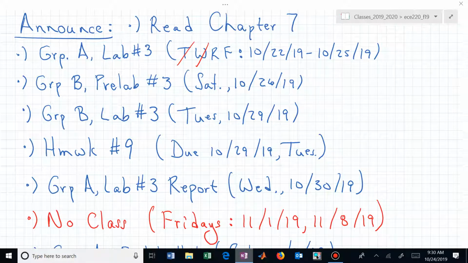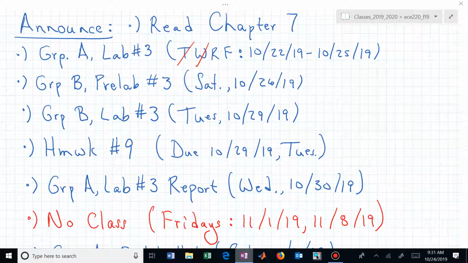If you're in Group A, your section, you will be reporting to lab number 3. A couple sections have already done that. We have Thursday and Friday labs for lab 3 the rest of this week. Group B, your pre-lab for lab 3 is due Saturday, and your lab is actually next Tuesday. Homework 9 is now available, and it's due next Tuesday.